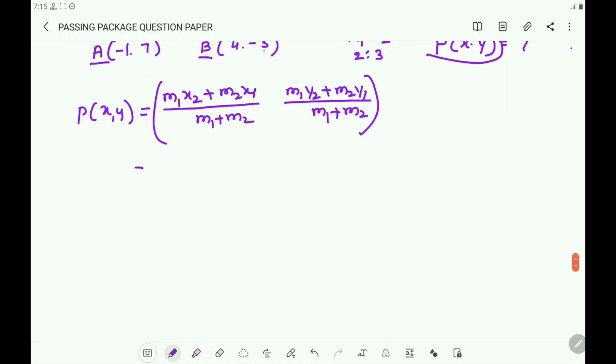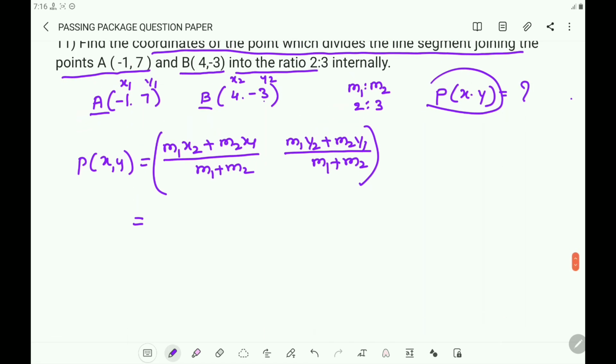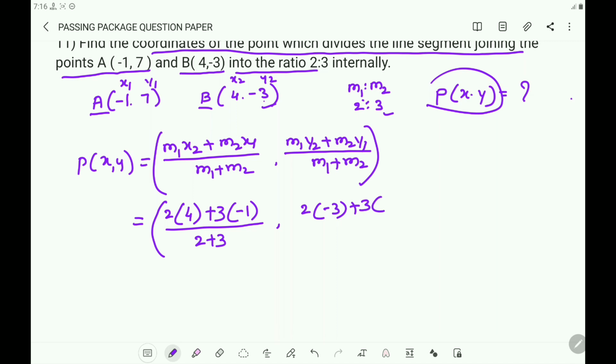Then you write m1 x2. m1 is 2, so 2 into x2. What is x2? x2 is 4. 2 into 4 plus m2. m2 is 3. 3 into x1, which is minus 1, divided by m1 plus m2, that means 2 plus 3. Then m1 into y2: m1 is 2, y2 is minus 3, plus m2, m2 is 3, y1 is 7, divided by m1 plus m2, which is nothing but 2 plus 3.